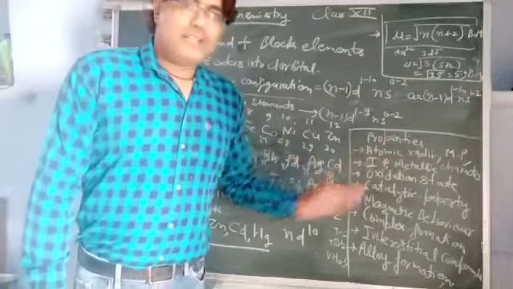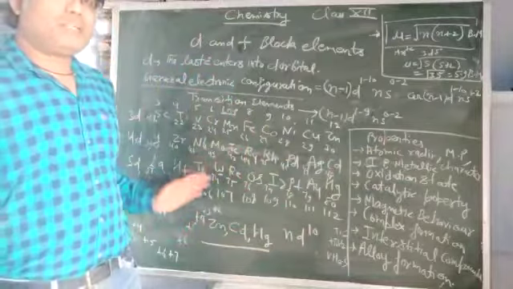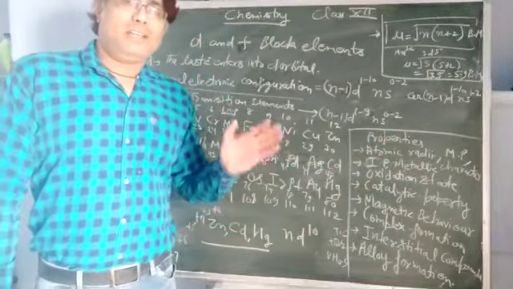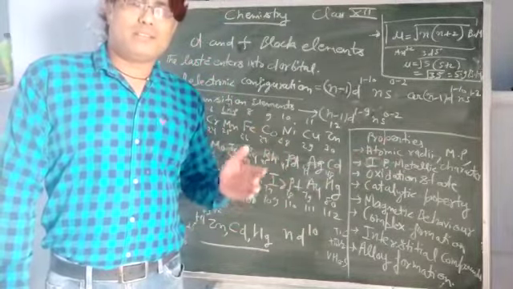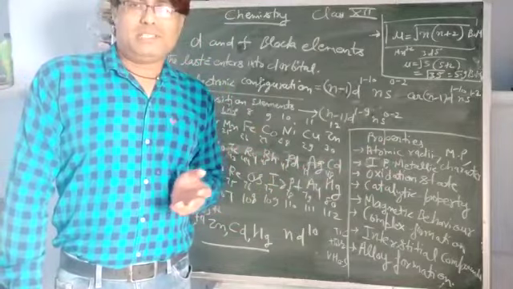Now next, metallic character. If you see all these elements, they are basically metals, and they show various types of close packing like CCP, FCC, and BCC.